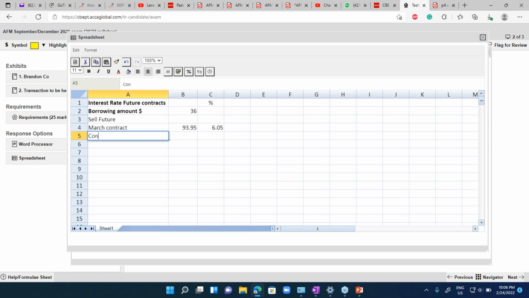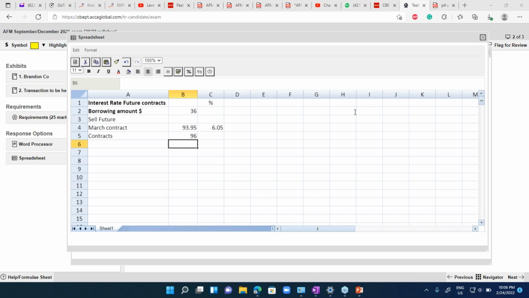Now identify the number of contracts. That is 36 million divided by 0.5 million. Contract size is 0.5 million into duration of loan, 4 months divided by 3. So the number of contracts are 96.